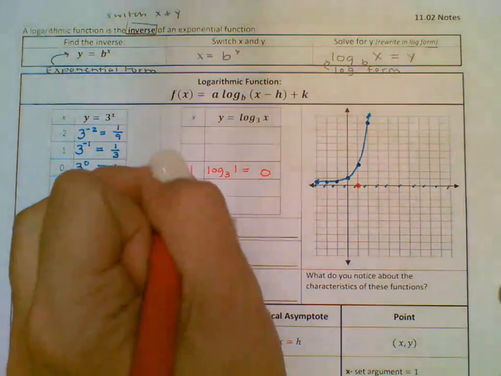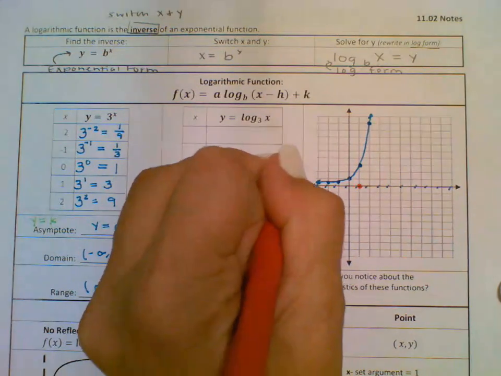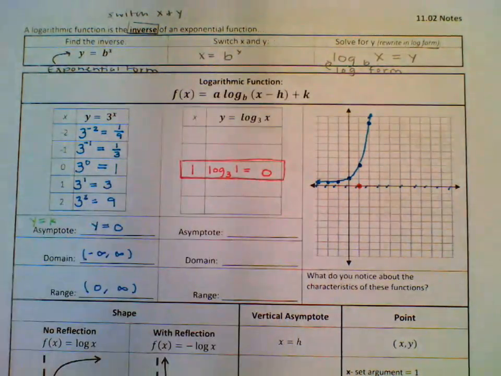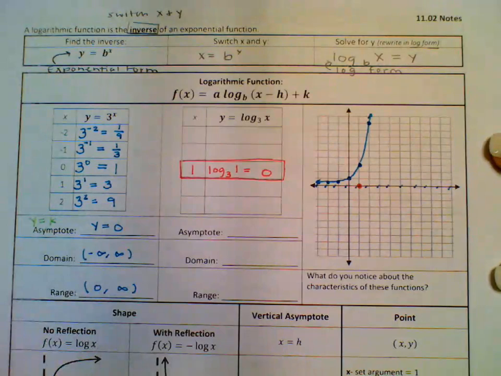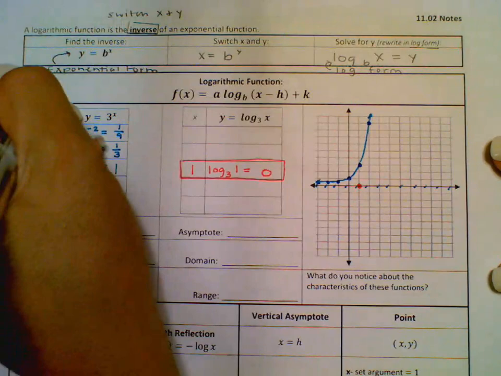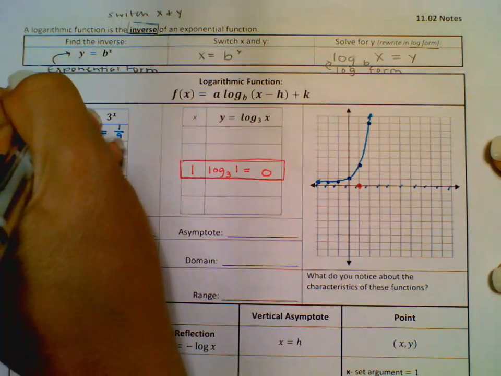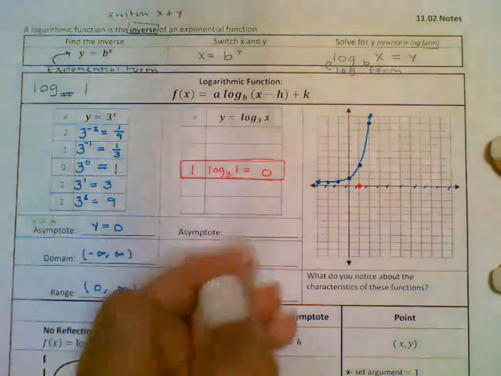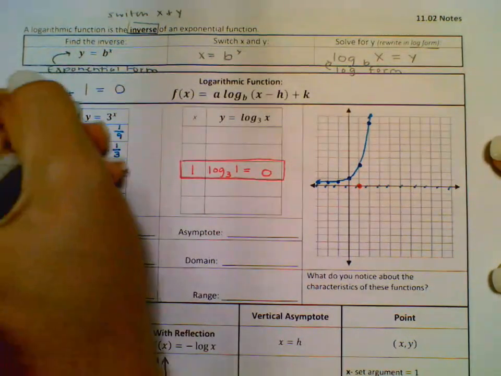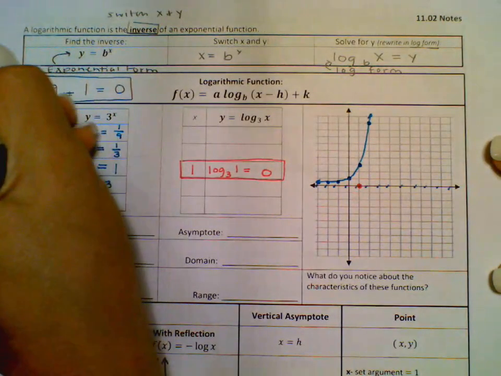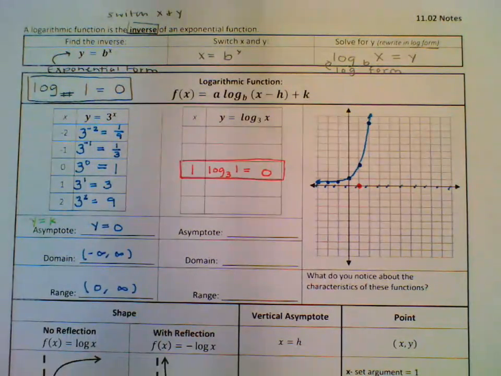And that is a very important point when we're graphing logs, and we're actually going to use this idea when we get into graphing each individual log. So the big thing is when you have a log of any base, if the argument is 1, it's always going to create a 0. Whenever the argument is 1, we're always going to get a 0 for our answer. And that will be our key point when we graph the logs.